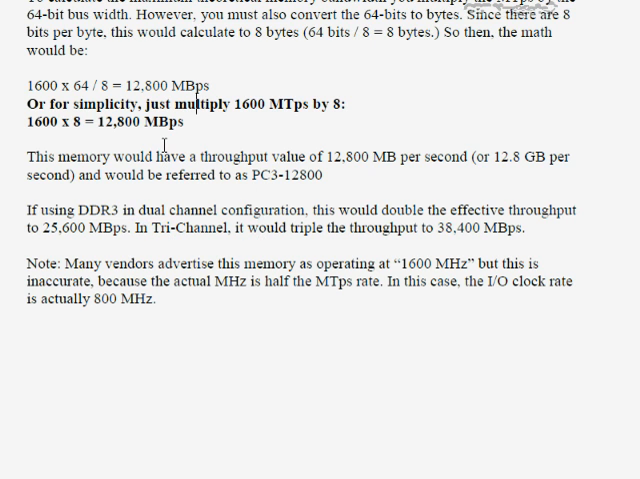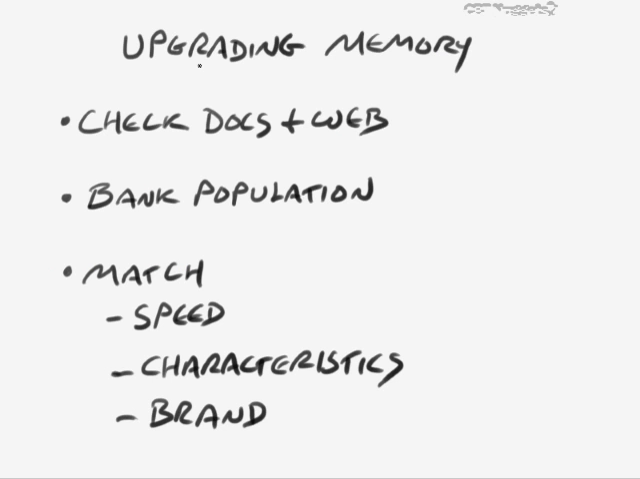Now another way to look at that as well, by the way, let's go back to our base value of 12,800. That was our starting value. This would be referred to as well as PC3 12,800. So you'll sometimes see memory designated this way instead. You'll just have to understand that this is a statement of the total bandwidth of that memory in a single channel.